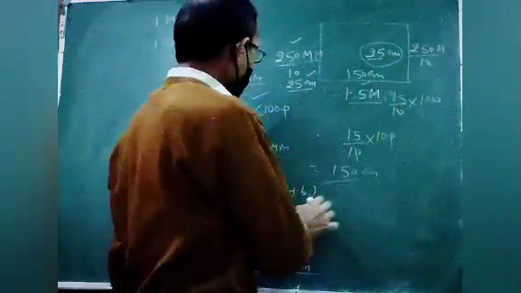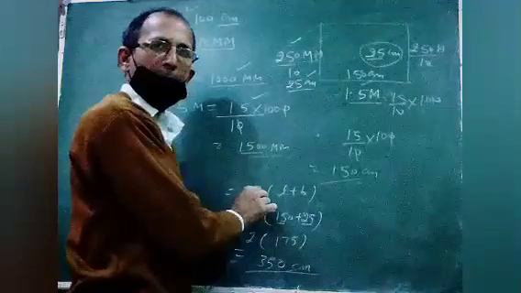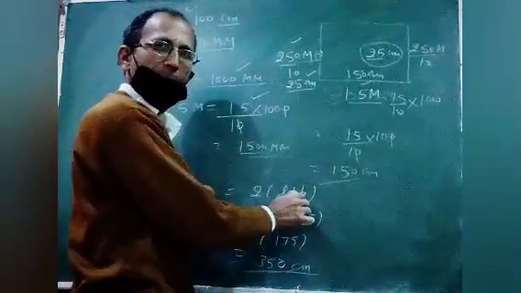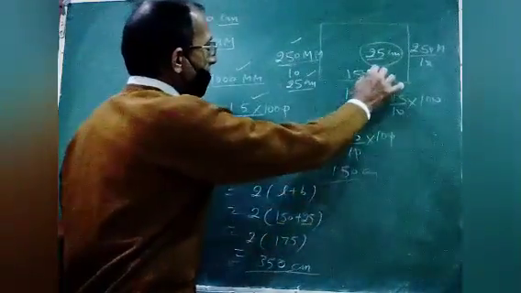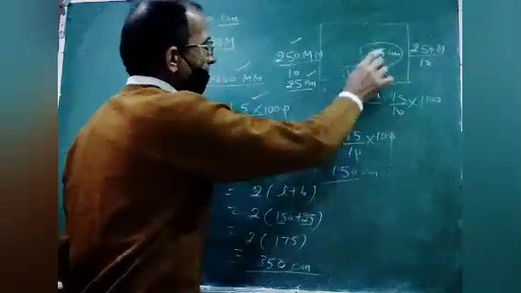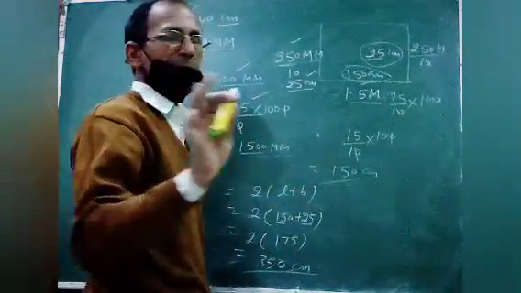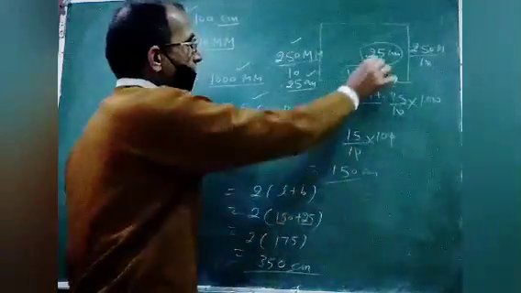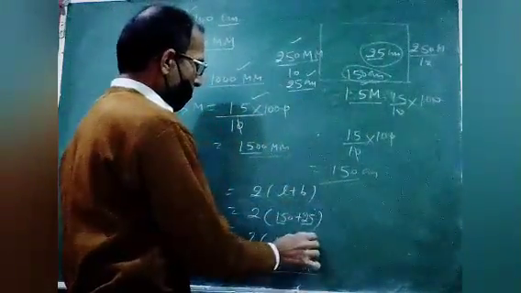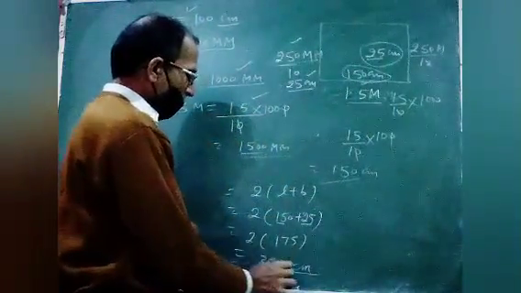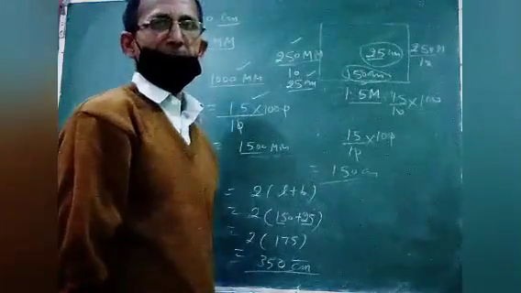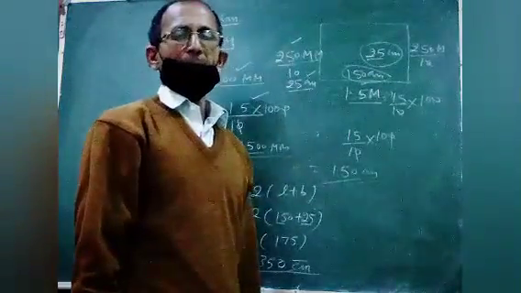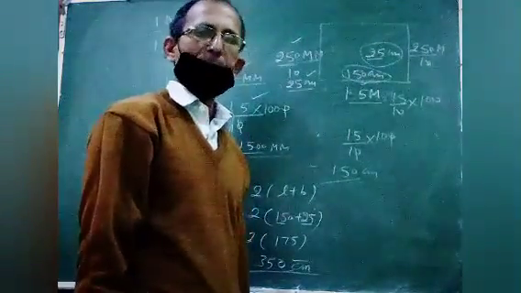Now we have to find the perimeter. Formula for finding the perimeter: 2 into length plus breadth. Now I converted the length and breadth in the same unit, in centimeter. So length is 150 and breadth is 25. So 175 multiplied by 2, so 350 centimeters. So this is the perimeter of this rectangle in the form of centimeter.